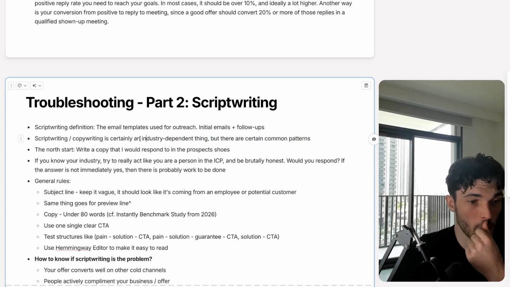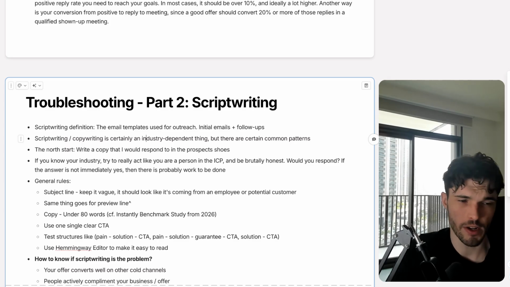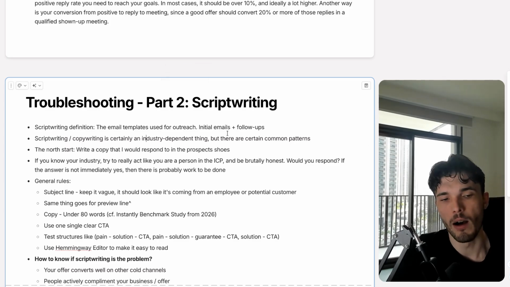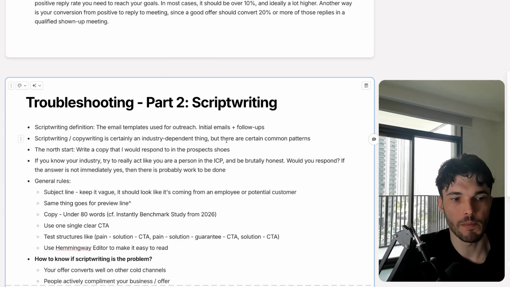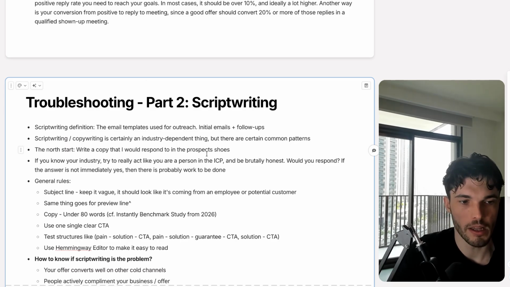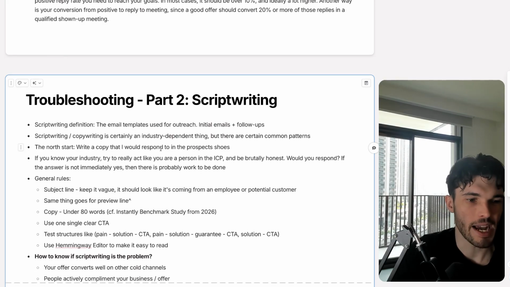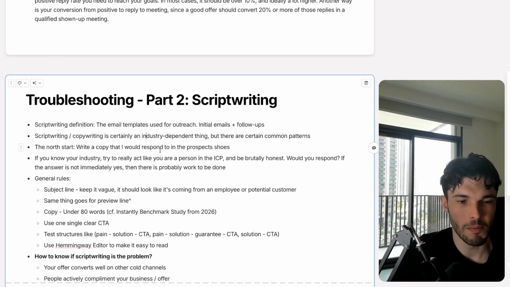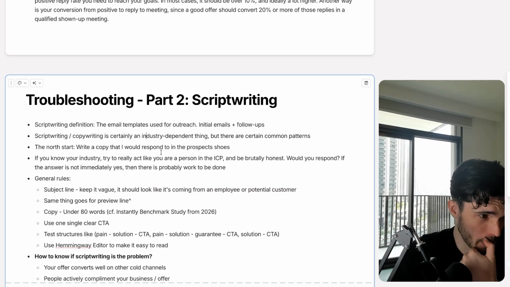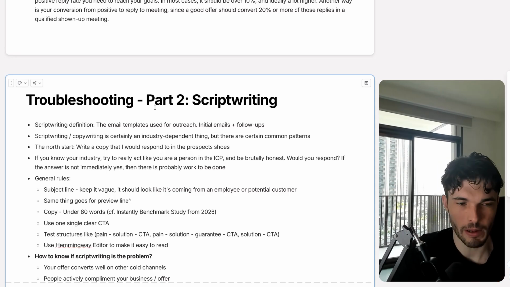In some industries, you can get away with longer copies. In some industries, you have to write shorter copies, more to the point, be less formal, so to speak. And in other industries, you want to be a bit more formal in the way you approach them, right? If you're reaching out to, let's say, tech founders, you can be a bit more casual. Whereas if you're reaching out to, maybe, family offices or private equity firms, maybe you have to be a bit more professional. But basically, that is something you need to keep in mind here.